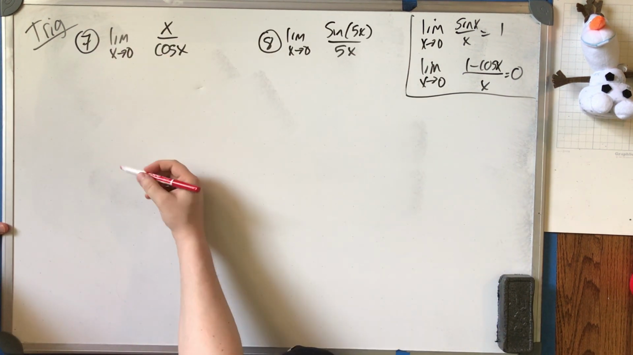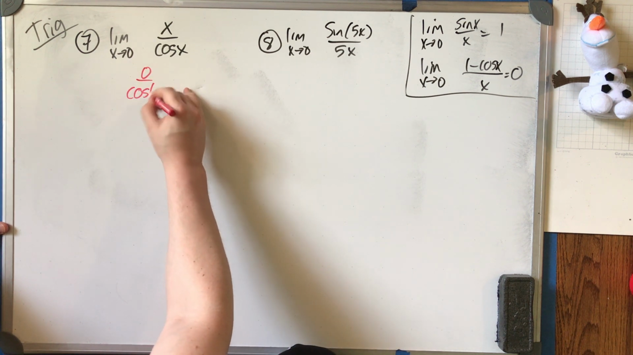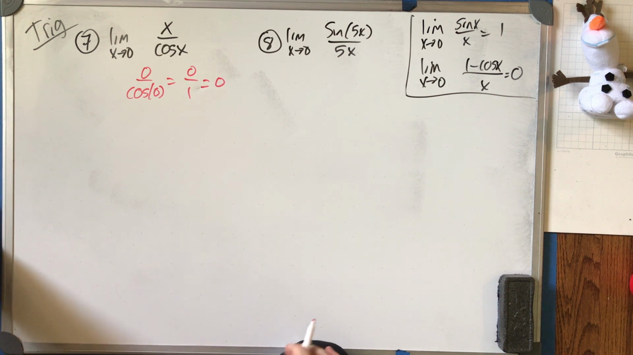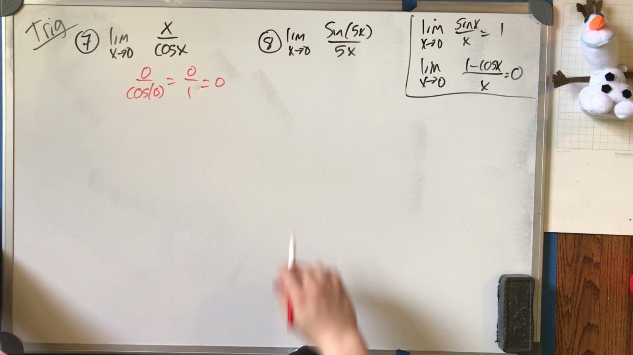For 7, I'm just going to try direct substitution. I get 0 over cosine of 0. That's 0 over 1, which is 0. And we're done. So just remember that they could try to trick you here, and it could still just be direct substitution, even though it looks like it might not be.